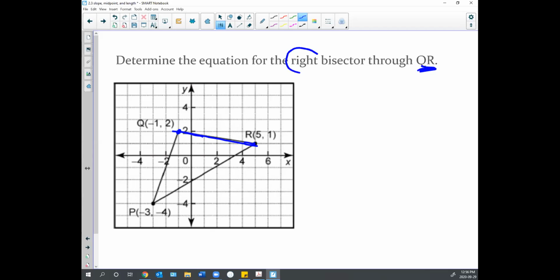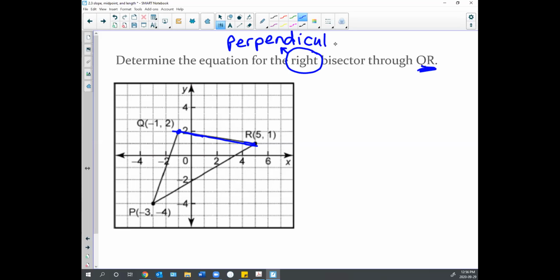Joel, what did you tell me the word right means? 90-degree angle. What else do you know about things that are 90 degrees with each other or right? What kinds of lines would they be? Perpendicular. Perpendicular. Yes. So I'm going to just write that here for a second.